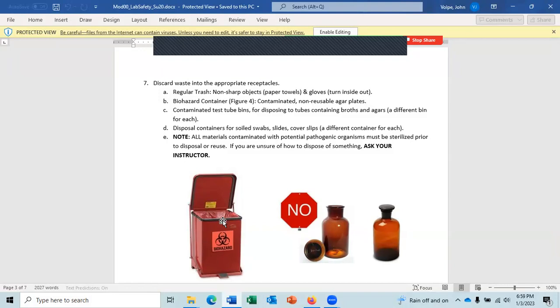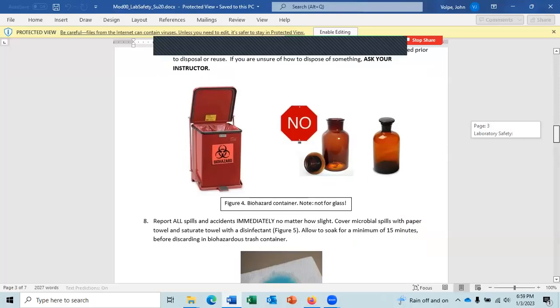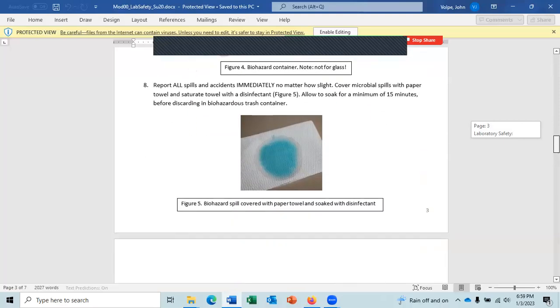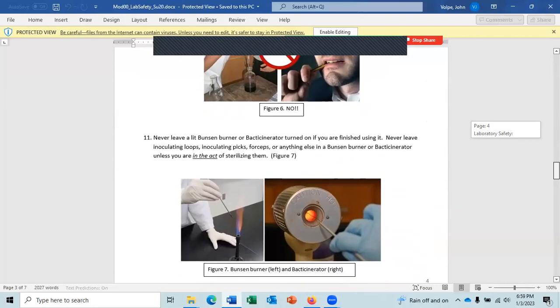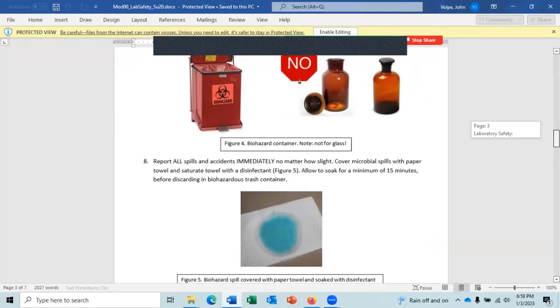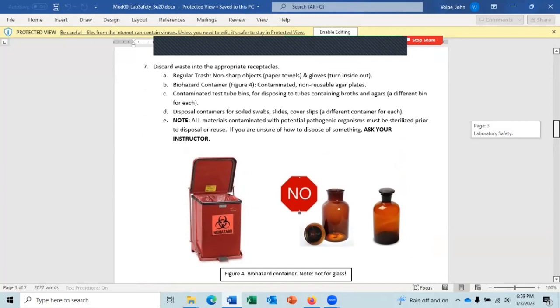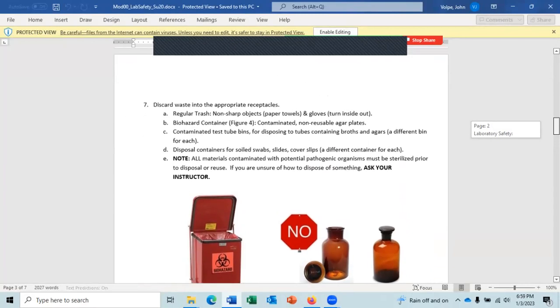Anything that has a sharp or glass does not go in the biohazard bag. We have a sharps container, which, to tell you the truth, we don't use sharps in microbiology. A sharp would be a needle or a scalpel, and generally microbiology students don't use those. If you did, you'd put it in a sharp container, and that's a little plastic box. You stick it in there.